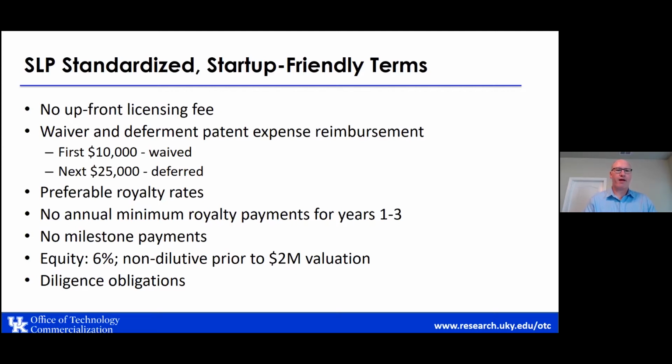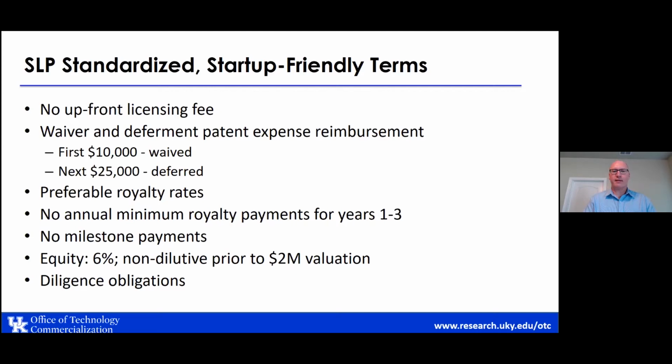So I mentioned before the waiver and deferment of patent expenses. Here's a little bit more detail on that. The first $10,000 of your patent expenses are waived under SLP, and the next $25,000 of patent expenses are deferred to a later time. The preferable royalty rates, and this is not just something that happens at the beginning, this is something that happens throughout the life of the license agreement, is that the royalty rates that we offer are preferable to what you would get under a standard license agreement.